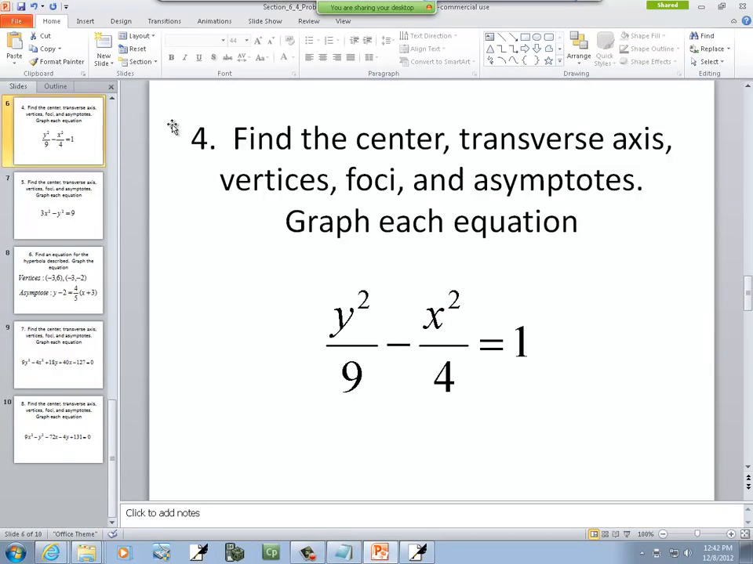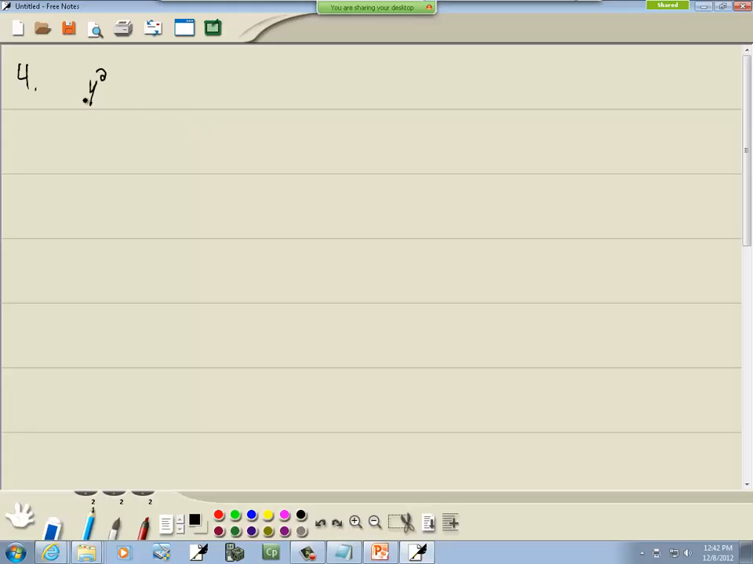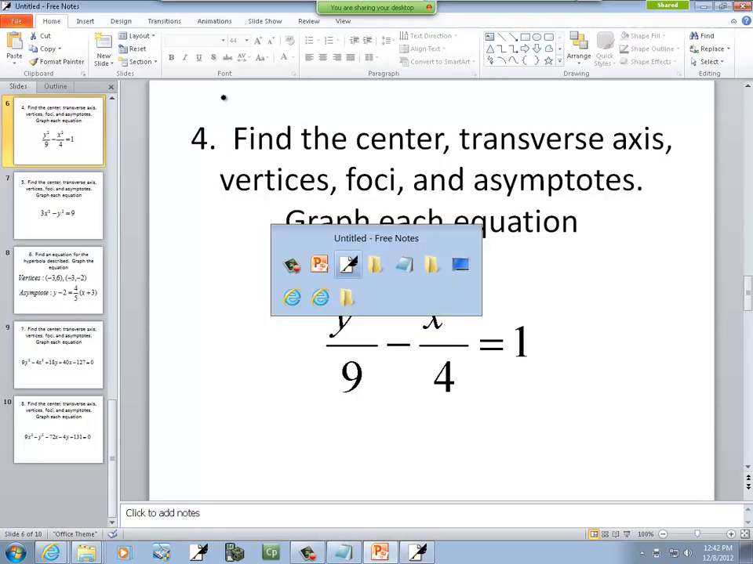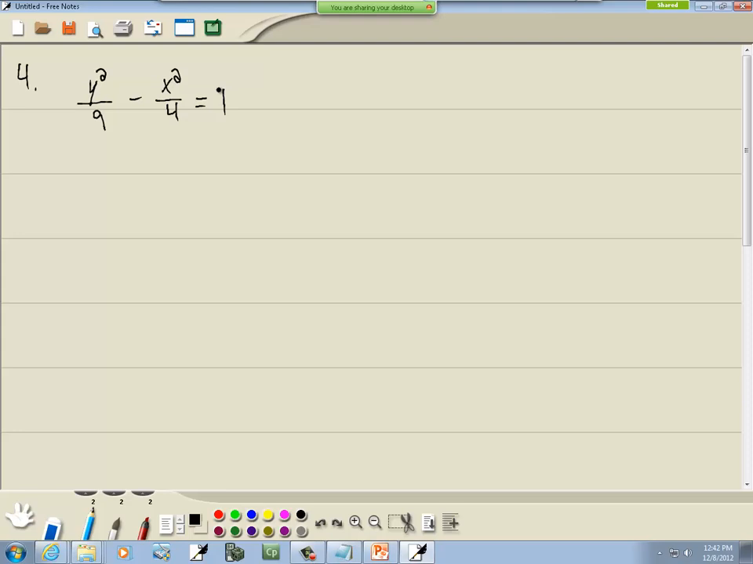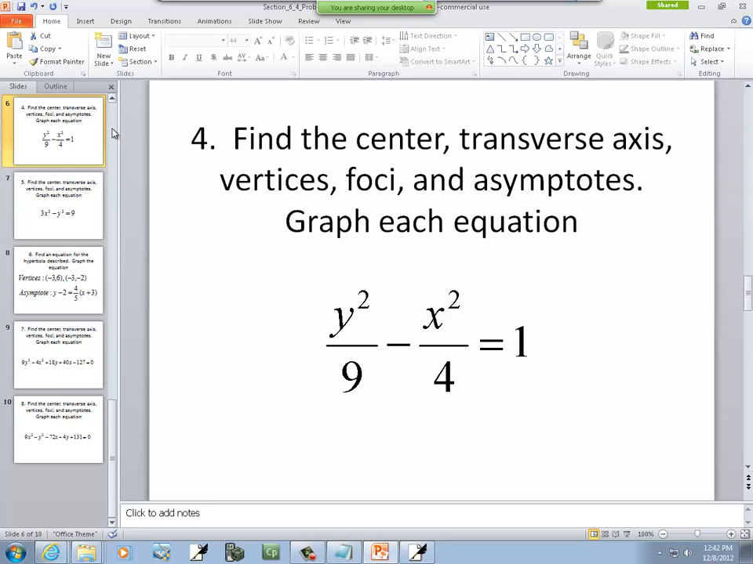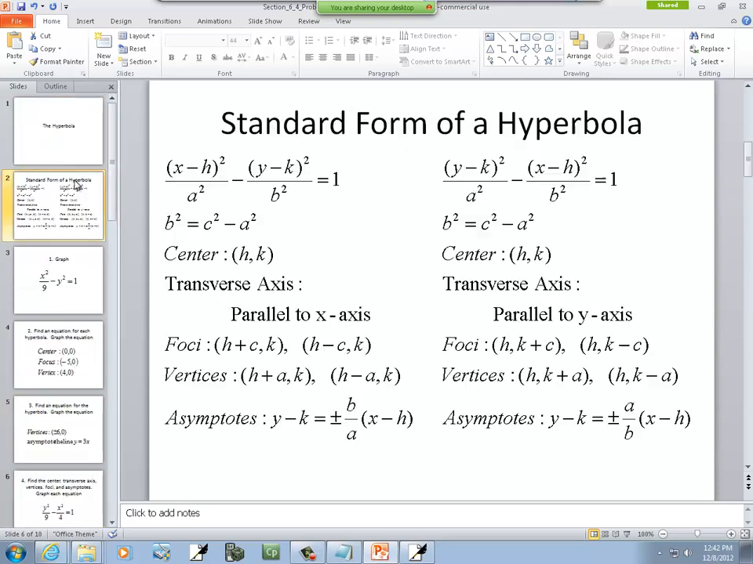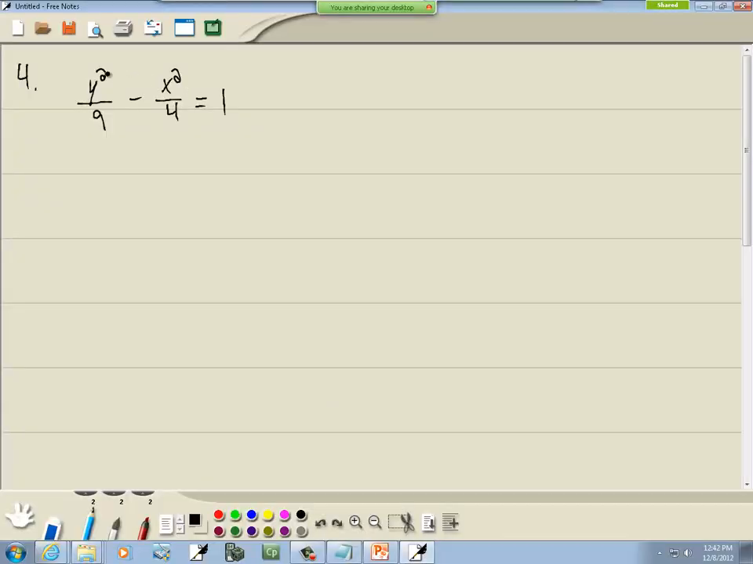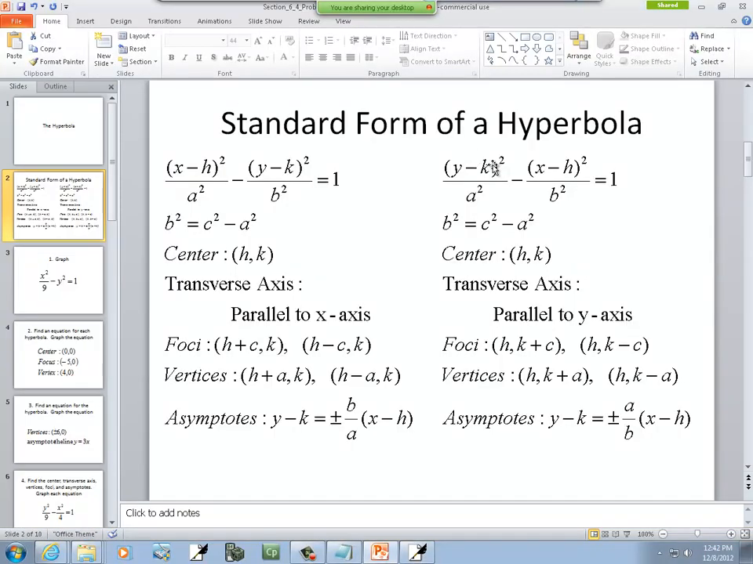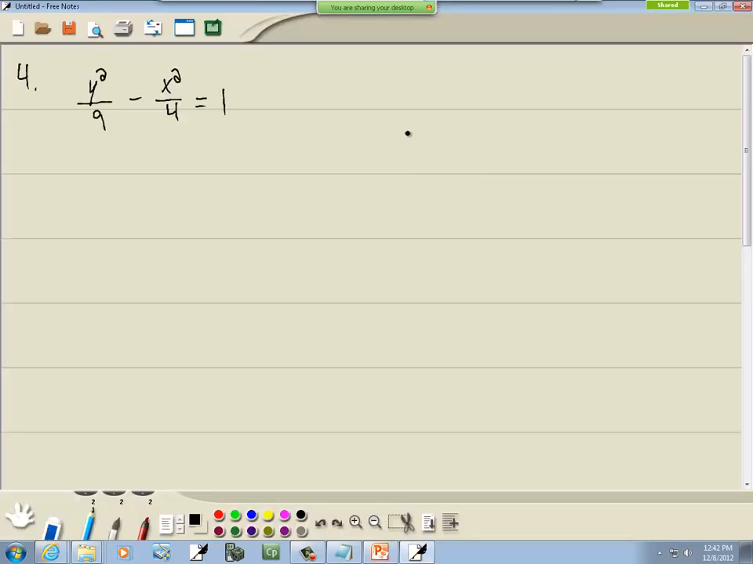Number 4. It says, find the center, transverse axis, vertices, foci, and asymptotes, and graph each equation. So we'll go ahead and find everything and graph it. y squared over 9 minus x squared over 4 is equal to 1. Okay. First off, let's look at our formulas. Squared is on the y before the minus. It fits our one on the right. So that's one we're going to be taking a look at.